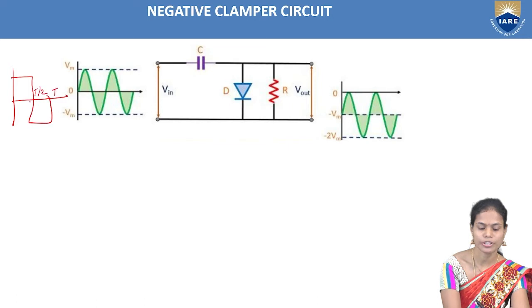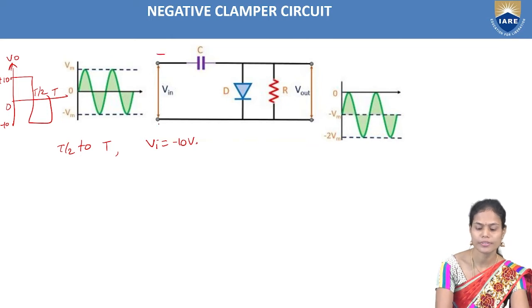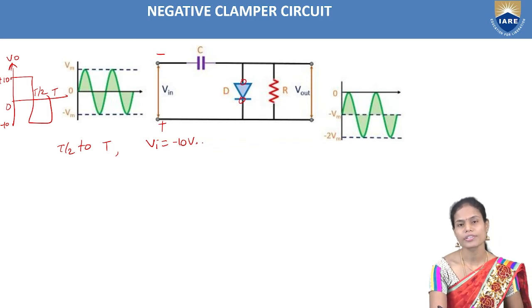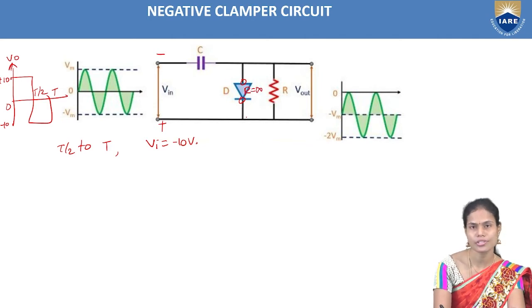And similarly, if we check for the next half cycle, that is T by 2 to T duration, during the duration T by 2 to T, my input voltage is minus 10 volts. So in this case, here it is minus, here it is plus. Now our diode is in non-conduction state, that is in open circuited form. Once it is open, it has infinite resistance, so current will not choose this infinite resistance path. So the signal will move in this direction here. The direction of the current is like this.